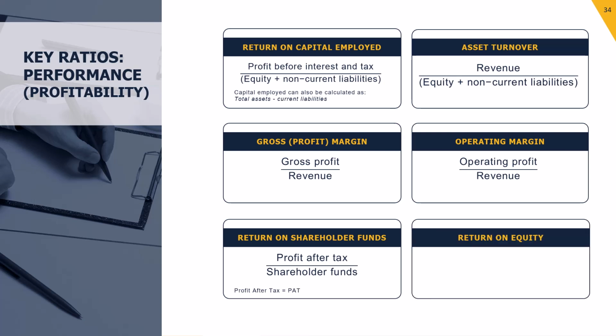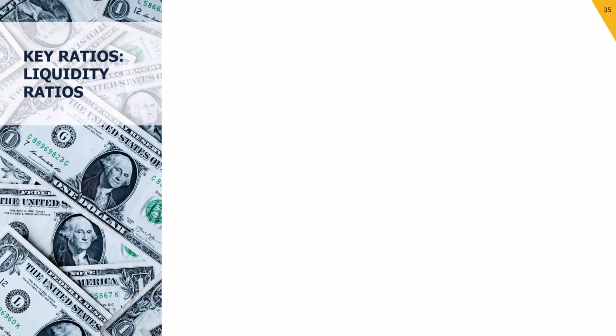And then finally, we've got our return on equity. So return on equity then, earnings attributable to our ordinary shareholders divided by our shareholders' funds. Now again, shareholders' funds in there is the equity that exists in the organisation.